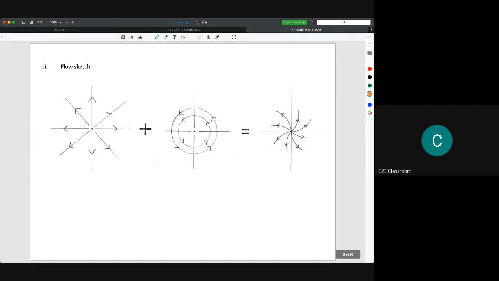So and then question number 3 is to sketch the stream function, to sketch the streamline. So here we have source. Source means you have one flow from one source, from one point, and it flows in radial direction.